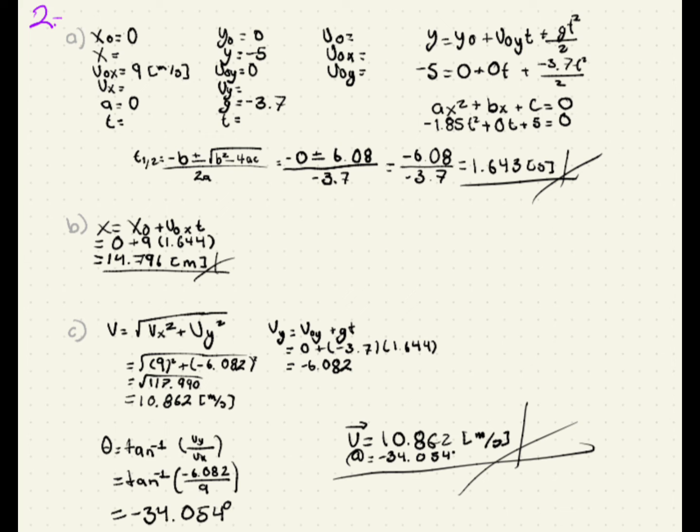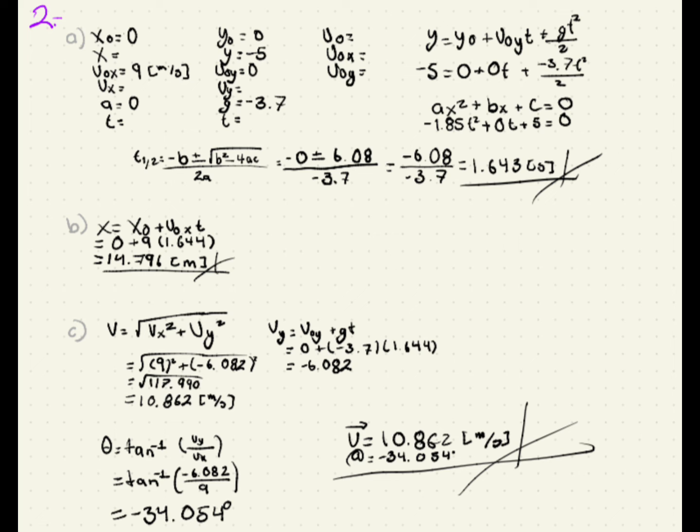The final velocity is 10.862 meters per second. Now we need to find the angle. We need the formula arctan of vy over vx. We substitute and we get arctan of negative 6.82 over 9, and the final result is minus 34.54 degrees.